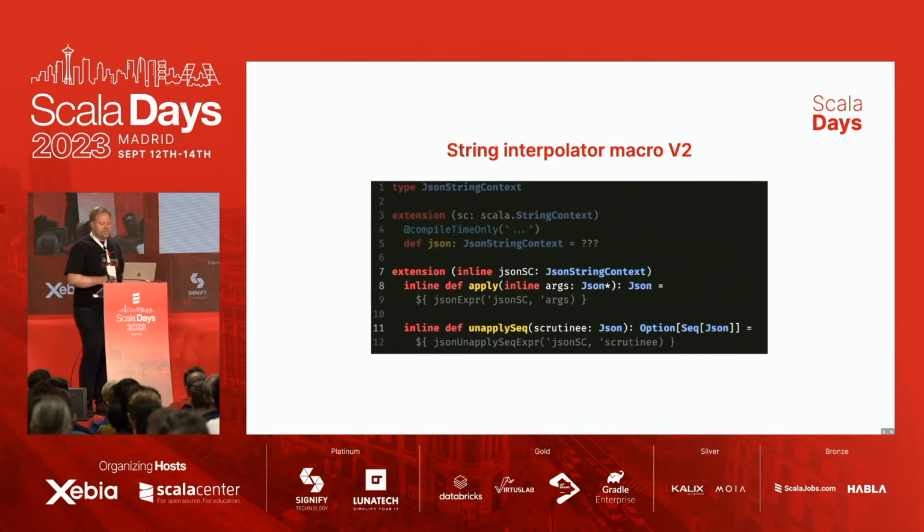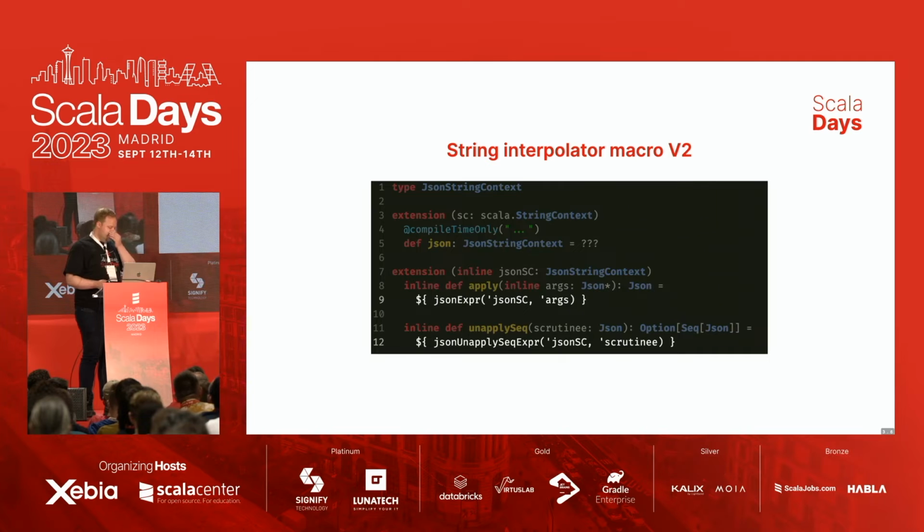And then we can just implement our two extension methods on the JSON string context, basically in the same way as we did before. Now we have the apply instead of the JSON method, and we can add the unapplySeq in this case because we want to be able to extract any number of JSON values from the pattern. And we can implement them in the same way as before.